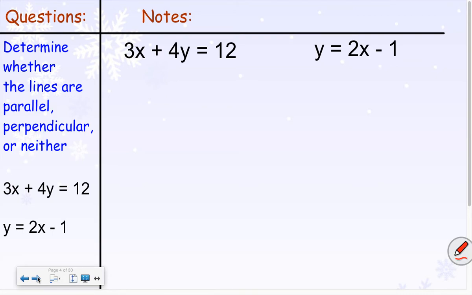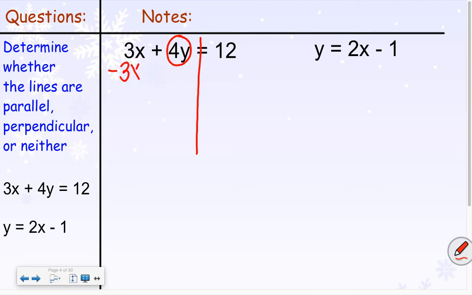So when we're comparing the slopes, we have to have our equations in slope-intercept form because 3, 4, and 12, none of those are the slope. Standard form does not give you the slope. So we need to get this equation into slope-intercept form first. So that means I need to get y all alone.